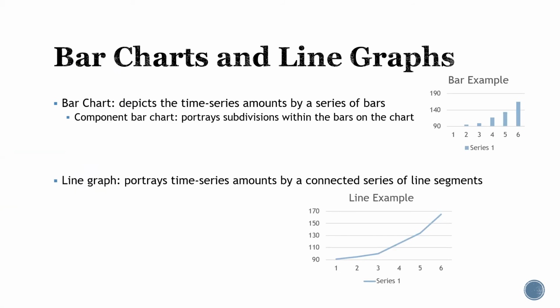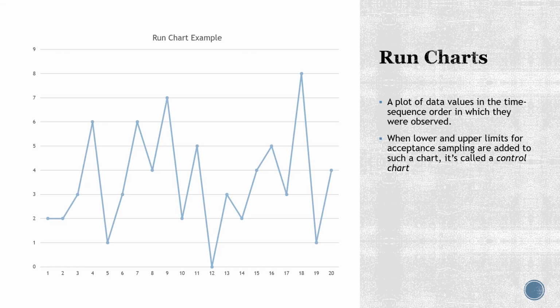Bar charts and line graphs. A bar chart depicts time series amounts by a series of bars. A component bar chart portrays subdivisions within the bars on the chart. Line graph portrays time series amounts by a connected series of line segments. There has been an example of both posted on this slide. Run charts. They are plotted data values in the time sequence order in which they were observed. When lower and upper limits for acceptance sampling are added to such a chart, it's called a control chart.